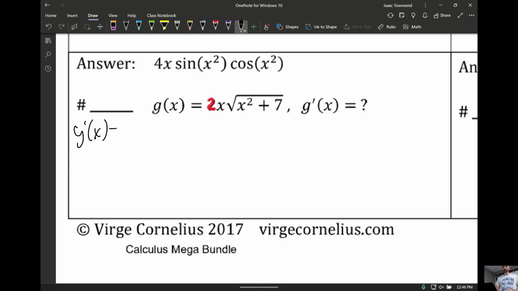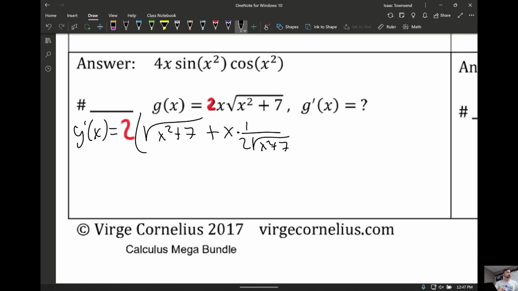I would leave this 2 alone. I would just pull the 2 out so I don't have to worry about it. Because this is going to make it 2 times bigger anyway. This is product rule. So the derivative of x is 1 times the second part left alone, plus now x left alone times the derivative of this. So think of this to the 1/2. So you're going to bring the power down, lower the power by 1.